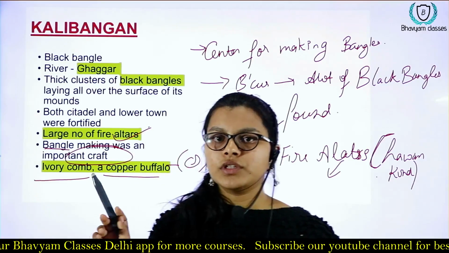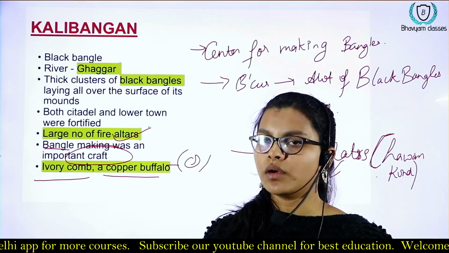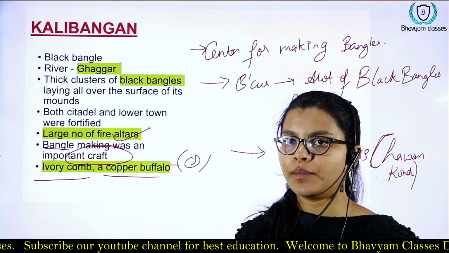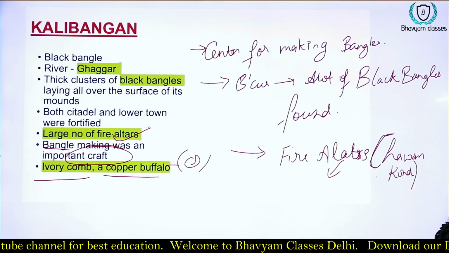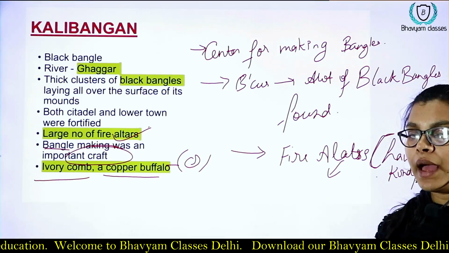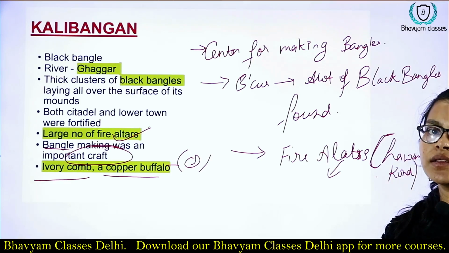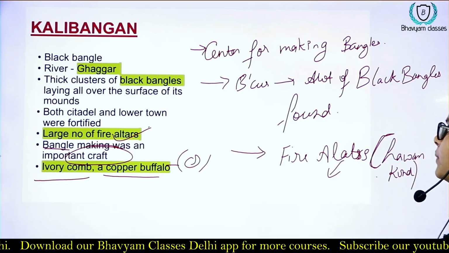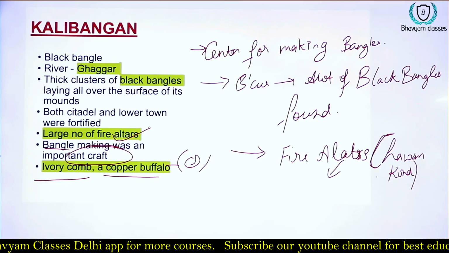Fine. So the general feature: the upper town, the citadel and the lower town, both were fortified. We have found that particular settlement in Kalibangan itself. It is on the bank of river Ghaggar. It is important because it was the important center for making the bangles, or specifically black bangles, and that is why we call it Kalibangan, which stands for the black bangle. Fine. So this is all about Kalibangan.